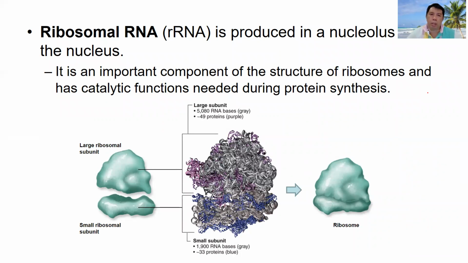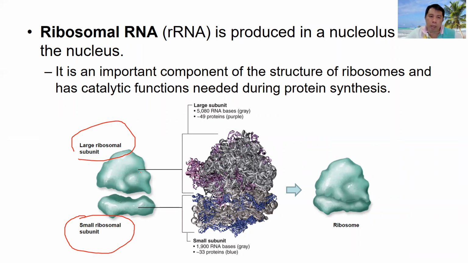Ribosomal RNA, also known as rRNA, is produced in the nucleolus within the nucleus, and it is an important component of the structure of the ribosome. A ribosome is made up of two subunits. One is called the large subunit, and the other is called the small ribosomal subunit.